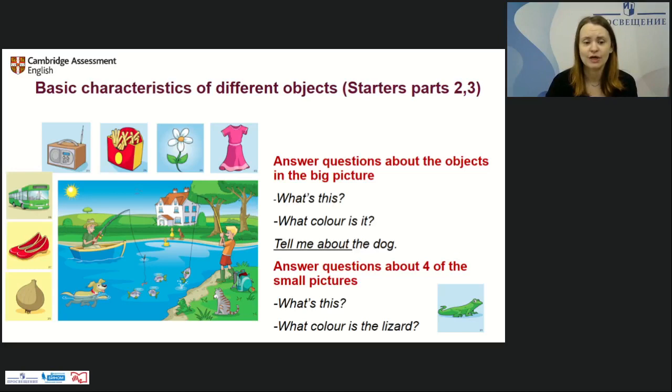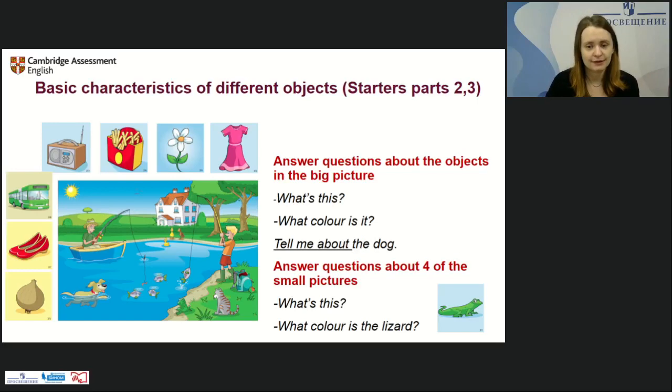The next thing they have to do is to tell about some objects, tell about the pictures. Again, some very basic skills are required here, like the colors, the size, maybe the shape of the object if they know it.